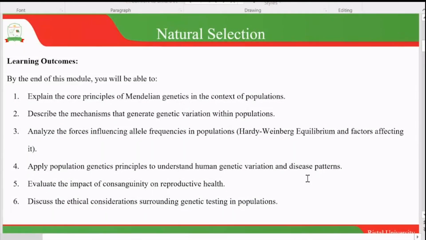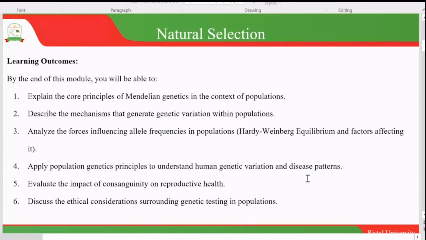You should be able to analyze the forces influencing allele frequencies in population, especially the Hardy-Weinberg equilibrium and factors affecting it. But also you should be able to apply population genetic principles to understand the human genetic variations and disease patterns. You should be able to evaluate the impact of consanguinity to reproductive health, but also discuss the ethical considerations surrounding genetic testing in populations.